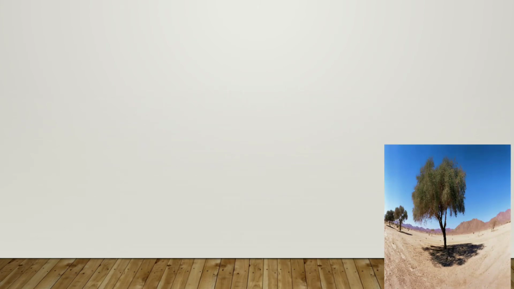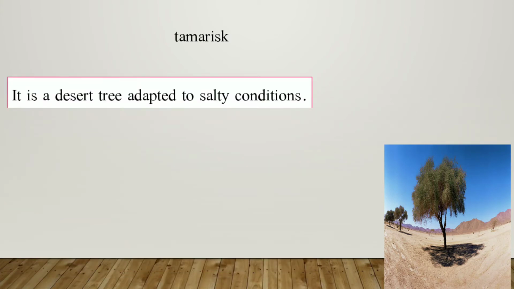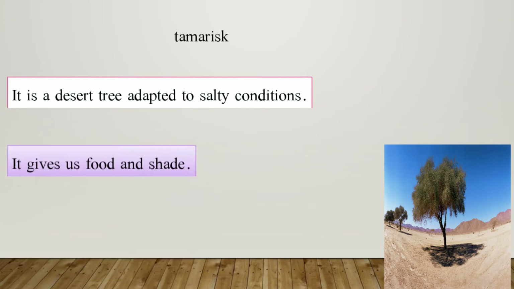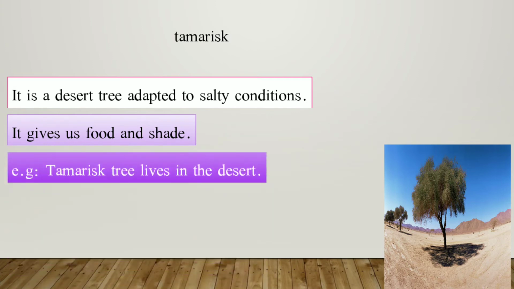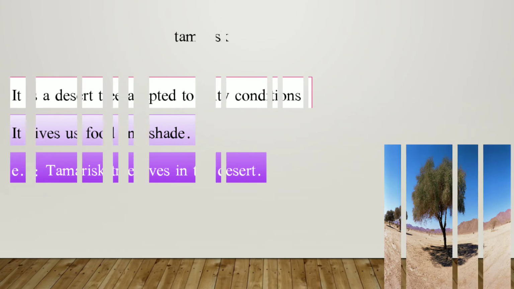Now, it's a type of tree, but I don't know what it is. Repeat after me, tamarisk tree. It is a desert tree adapted to salty conditions. It gives us food and shade and it lives in the desert. So tamarisk tree lives in the desert.